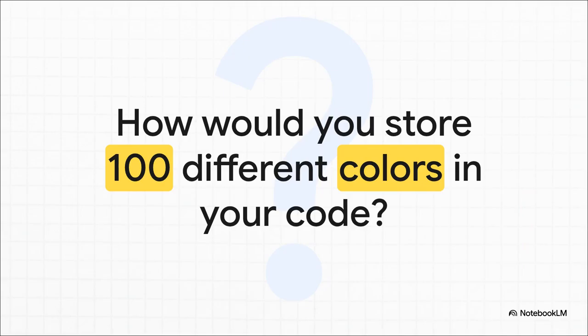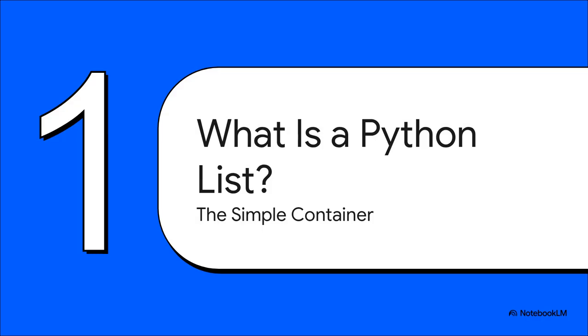Seriously, just think about that for a second. Are you going to make 100 different variables, enemy one, enemy two, enemy three, then color one, color two? Oh my gosh, that would be a total nightmare to manage, right? There has to be a better way to handle these big groups of similar things. And that better way, you guessed it, is a list. It's the simple, super powerful solution to this exact problem.